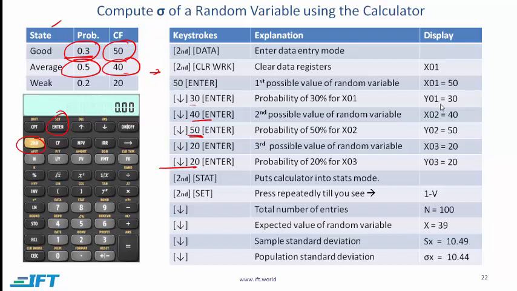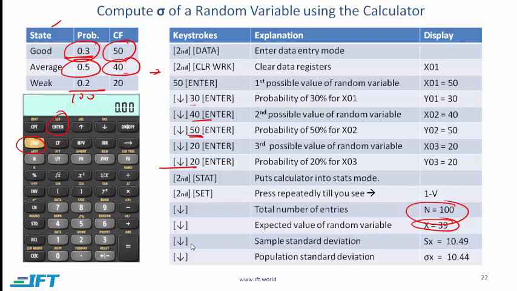Even though you are entering x and y, effectively it is the cash flow variable that you are after. You must see n equal to 100. If you see anything else, that means you made a data entry error, because all these numbers, 30, 50, 20, must add up to 100. You hit the down arrow again, you will see the expected value, which is 39, and you have seen that before.